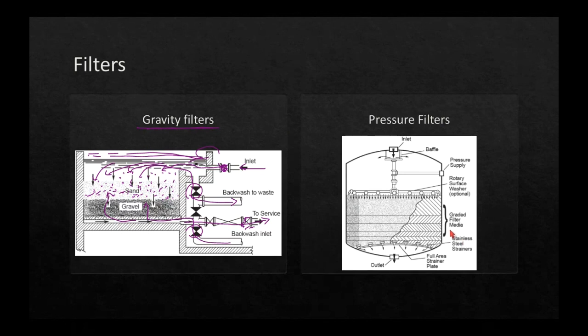Now this pressure filter on the right has what's called a graded filter, so we're going to have coarser and finer particles, which means different types of media. Maybe we've got some anthracite, maybe other things, and these are all different filter media with different diameters.